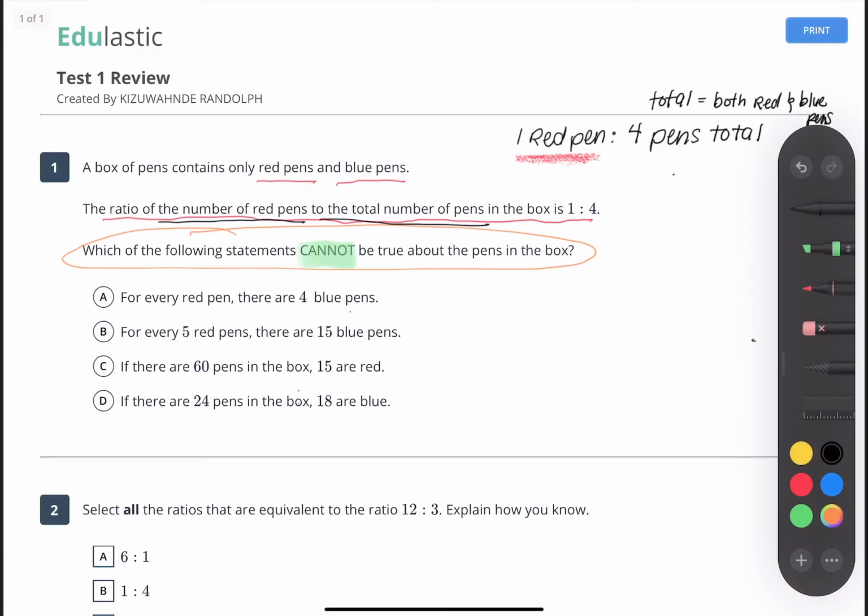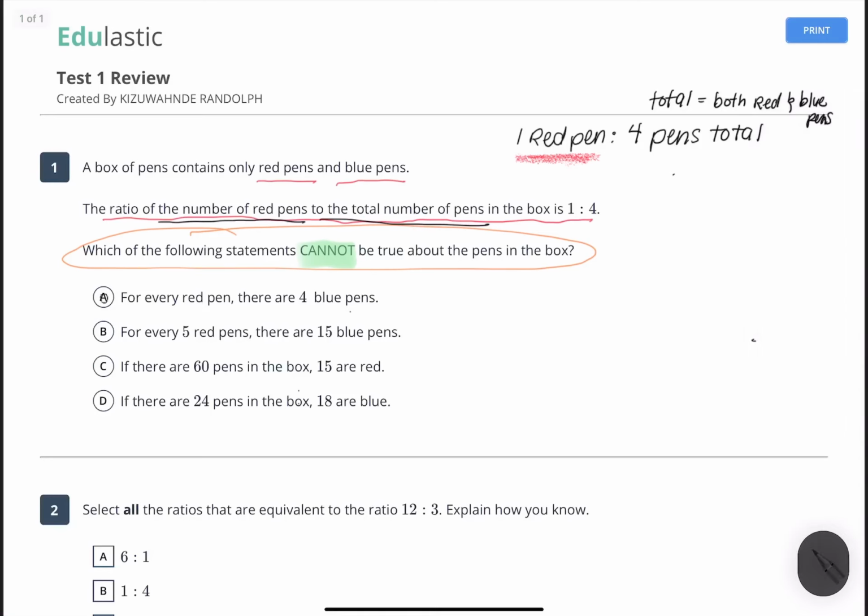So this statement, for every red pen there are 4 pens that are blue, is false. I'm not going to just go to the next question. I want to check my other answer choices, but I think that my answer choice is A. But I want to check my other answer choices to make sure they're true just in case, okay? So let's look at choice B. I'm sorry about that. For choice B, it says for every 5 red pens, there are 15 blue pens.